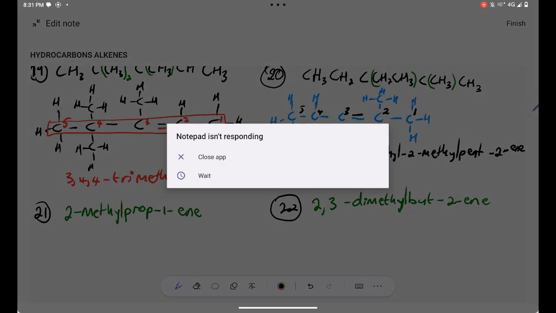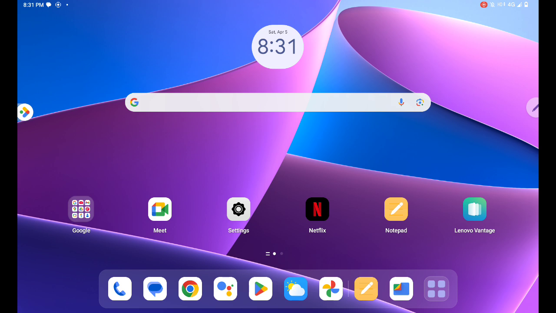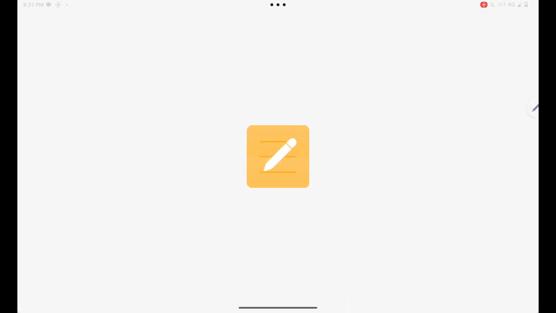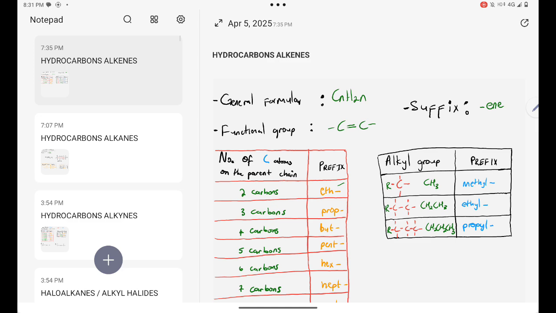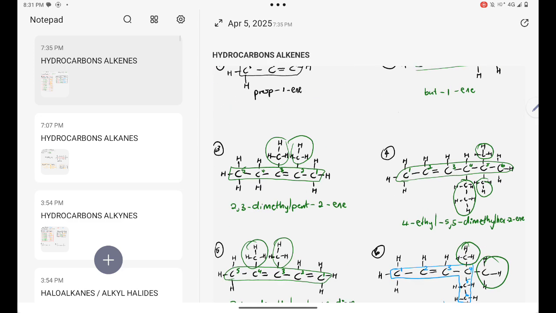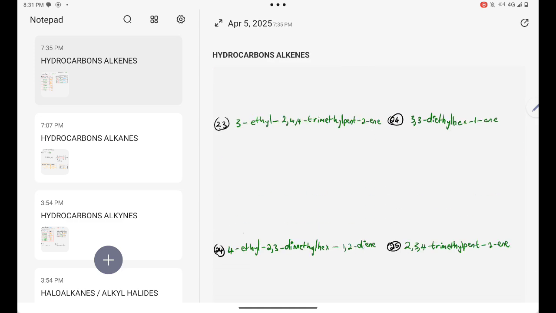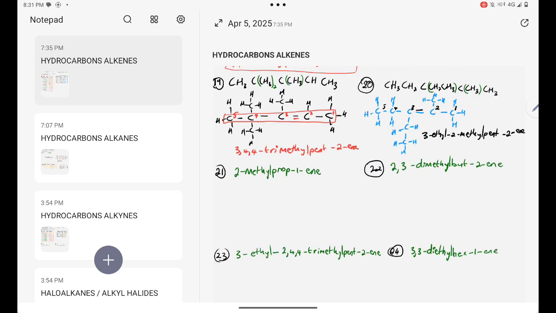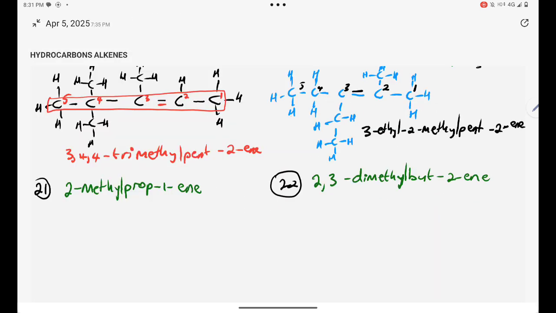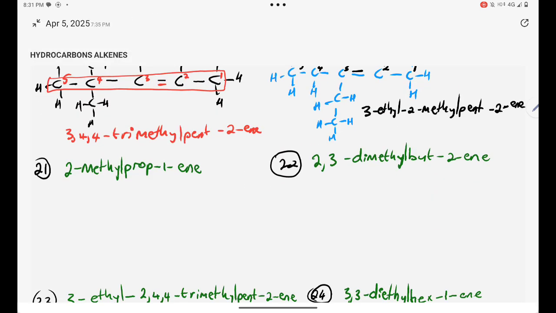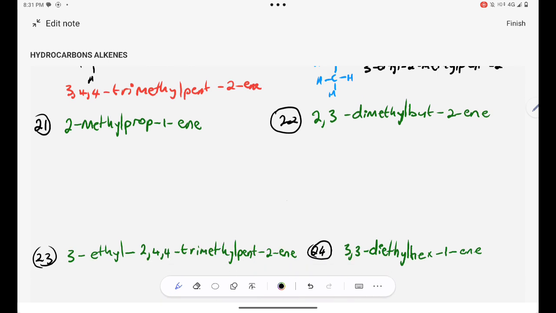That's pent-2-ene. And then now all I have to do, guys, excuse me about that, is to draw the structural formula of the last 6 compounds. Okay. The structural formula for 2-methylprop-1-ene. The parent chain has 3 carbons. So 1, 2, 3.